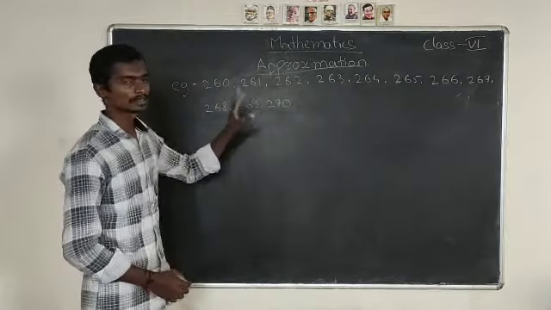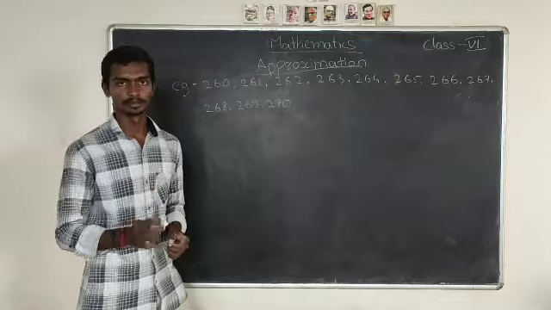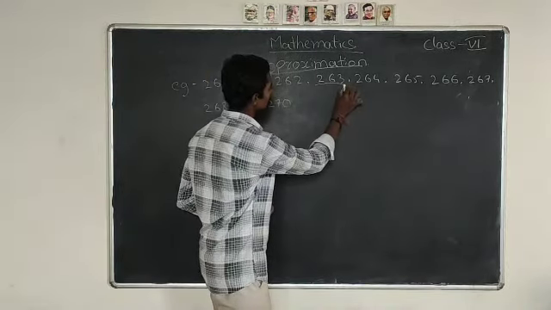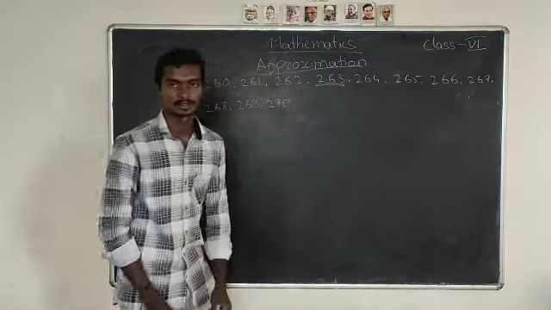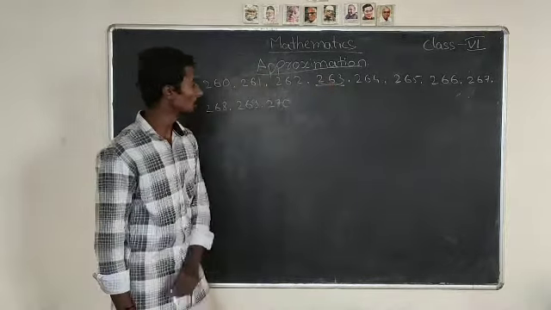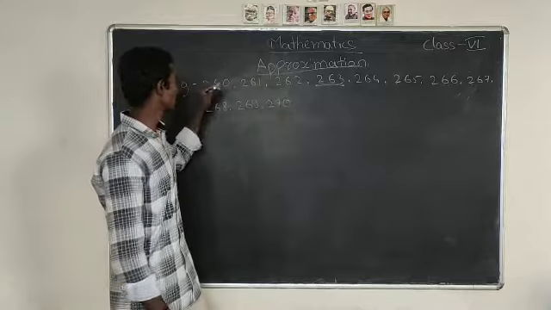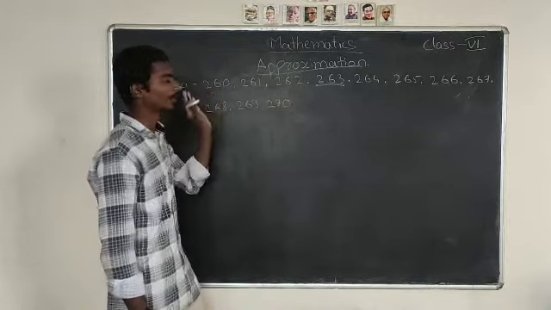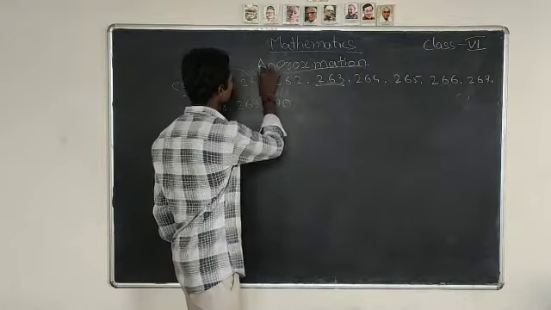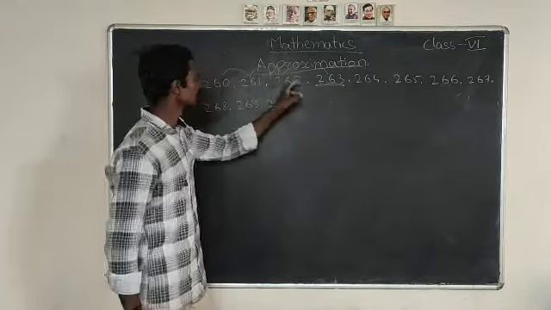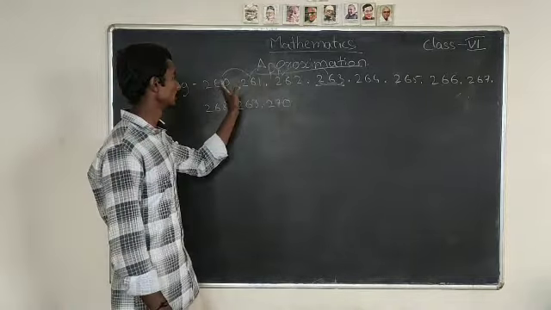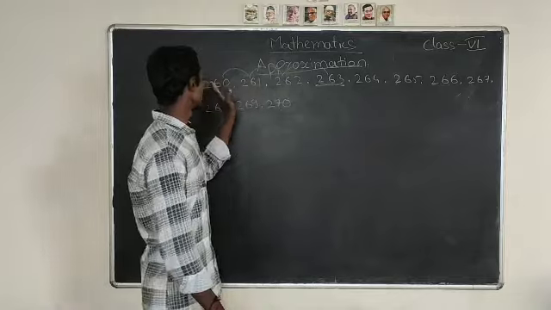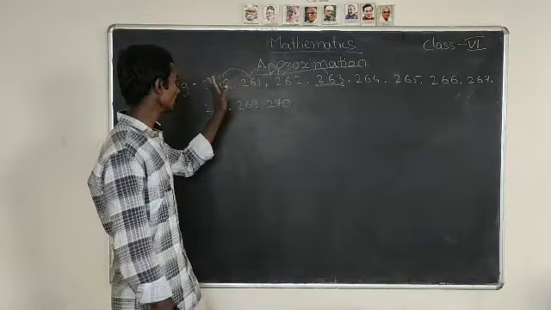Okay, in this number series, suppose a number is 263. Is this number closer to 270 or 260? This number is closer to, of course, 260. By how many steps? 1, 2, 3. This number is closer to 260 just by 3 steps. So if I get any number closer to 260, I will approximate it to 260.